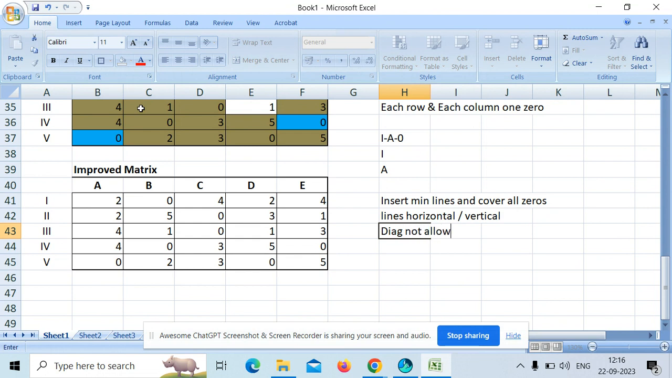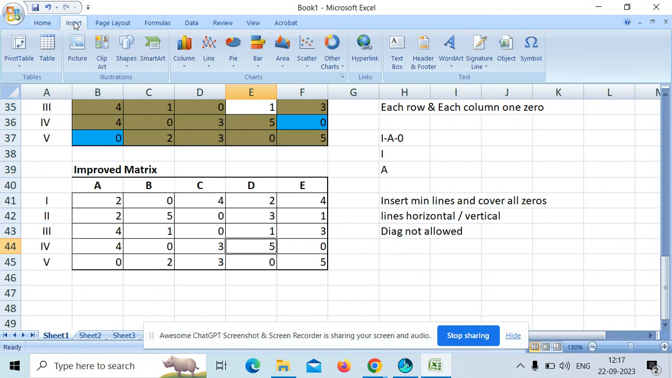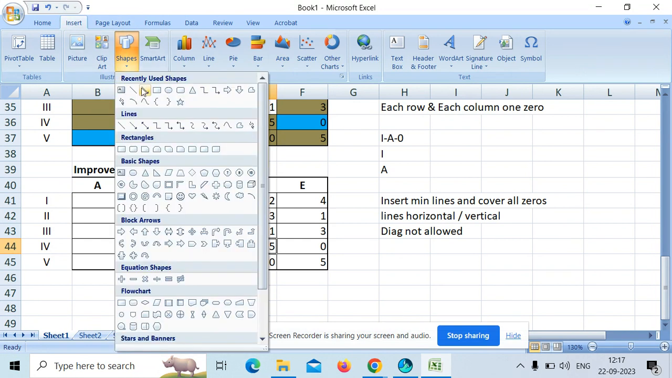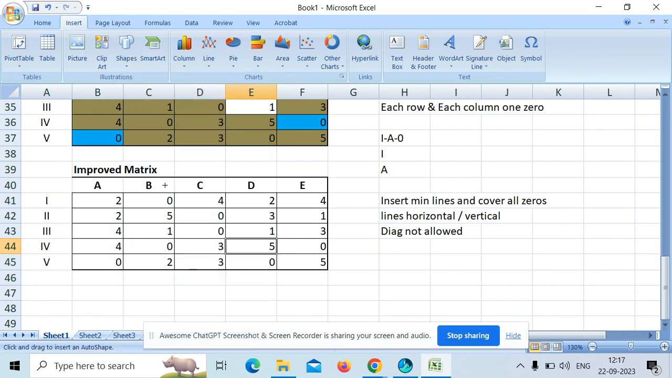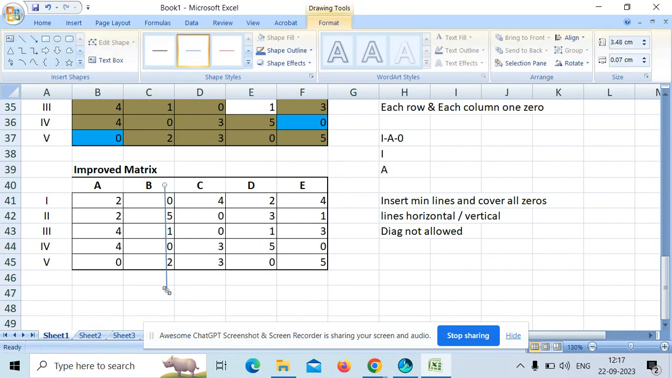Correct? One more rule. So what I'll do is I'll try to locate minimum lines. Draw lines to cover the zeros. I can draw a vertical line here that will cover two zeros. Okay, this vertical line will cover two zeros. Then again I'll draw one line so it will cover two more zeros. Then again I'll draw a line. This will cover two more zeros.